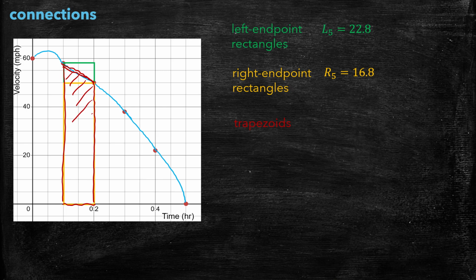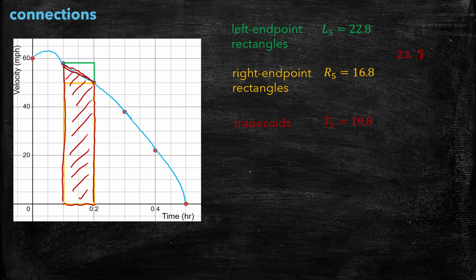We're not entirely sure because we don't know what the blue velocity curve does in between those points, but it looks like the best approximation. And we got 19.8, somewhere in between. Where in between? Well, actually, exactly halfway.